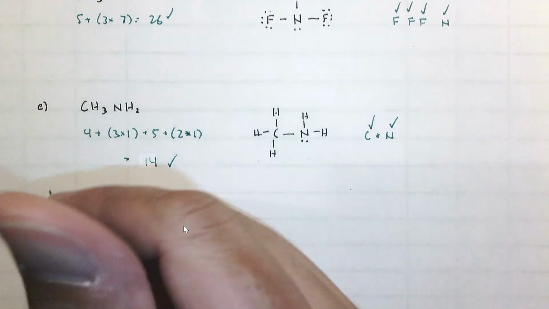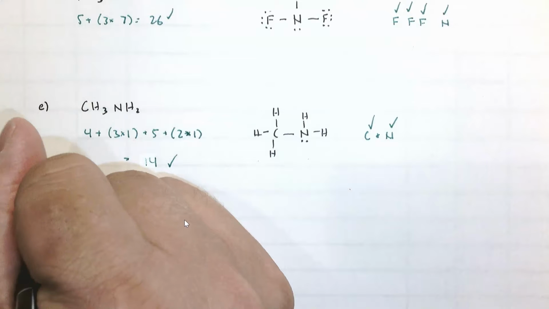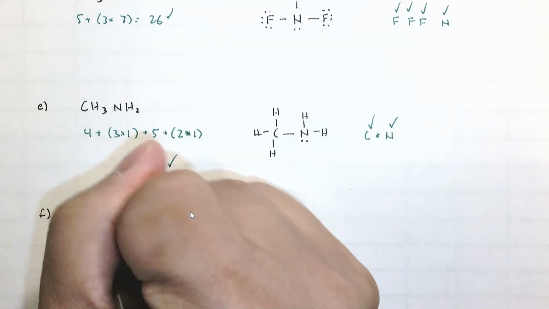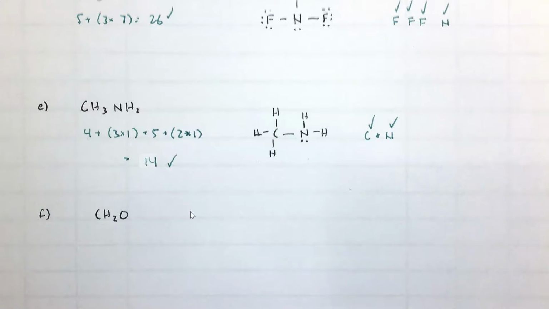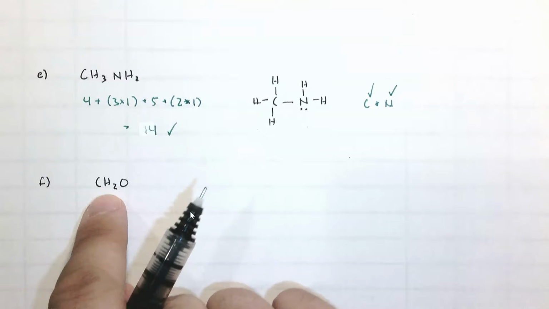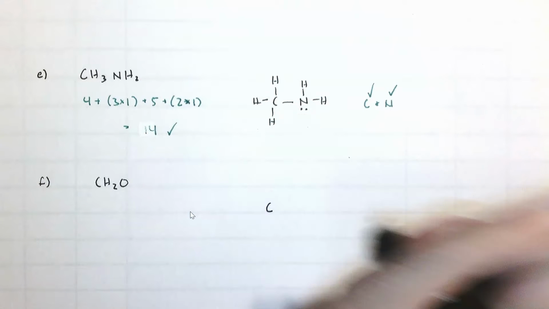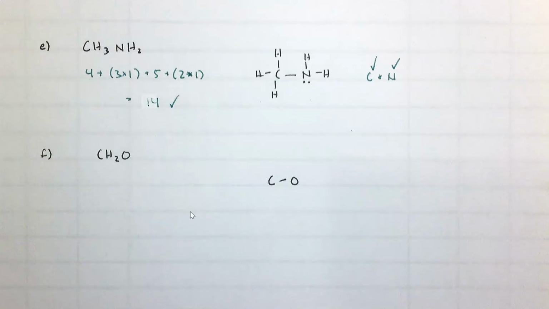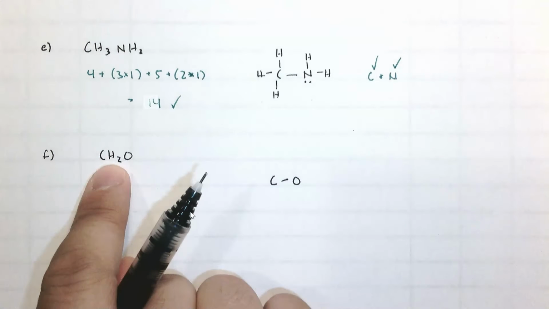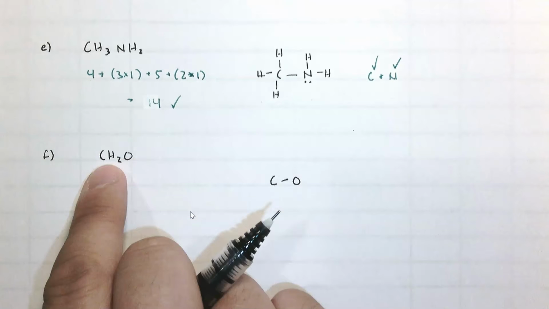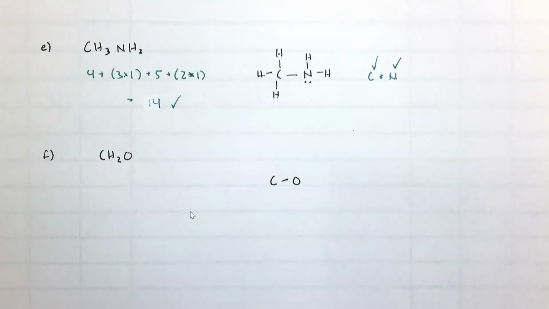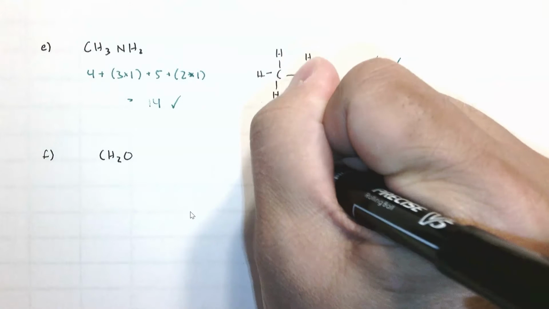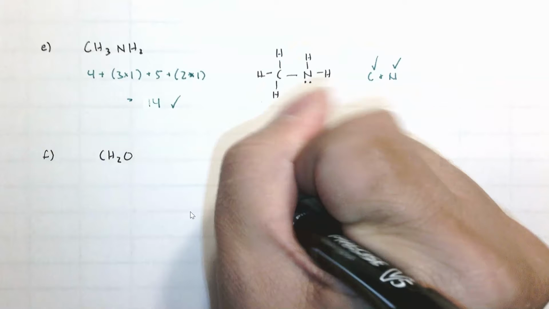Okay, last one. This one's weird. CH2O. Like I said, hydrogen can't be the central atom. Let's start somewhere. We have C and we have O. So the tricky part is where are those hydrogens? Because the hydrogens again are next to the carbon, let me try on first pass to put the hydrogens off of the carbon.